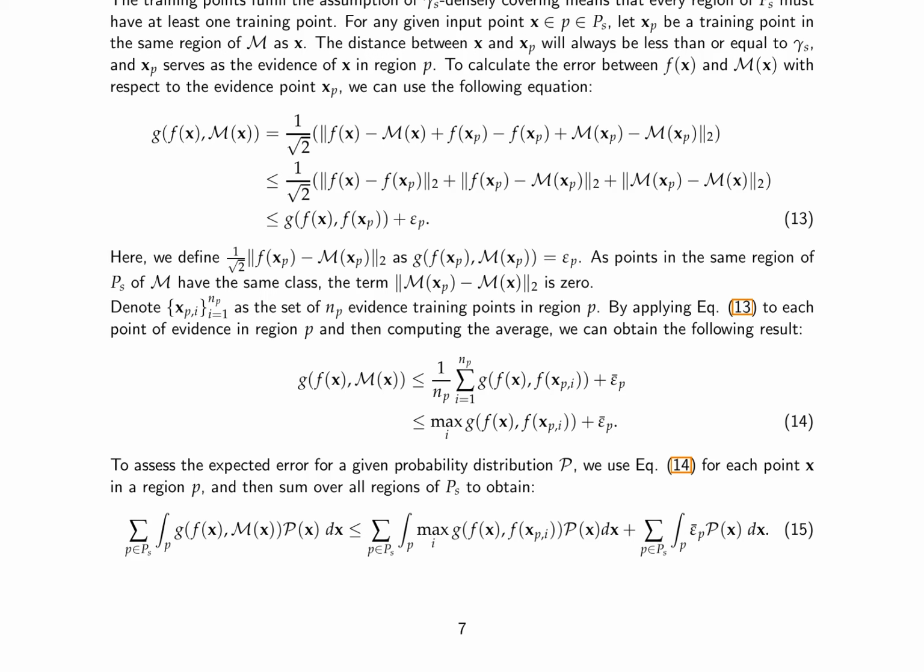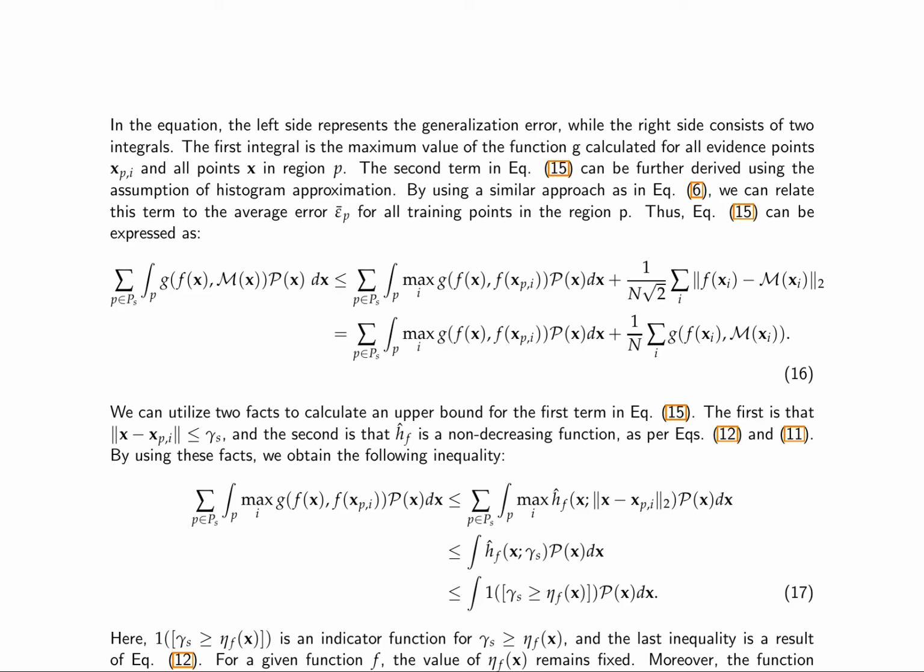The paper also defines a function h_f(x, ||x - y||_2) that is non-decreasing and has a value of 1 if the distance between x and y is greater than a(f, x), and 0 otherwise. The probability mass that contributes to the generalization error is bounded by the volume of points within a distance no greater than gamma s from the classification boundary of f. This volume is calculated as the product of the volume of a (d-1)-ball with radius gamma s and the length of the classification boundary, partial f.